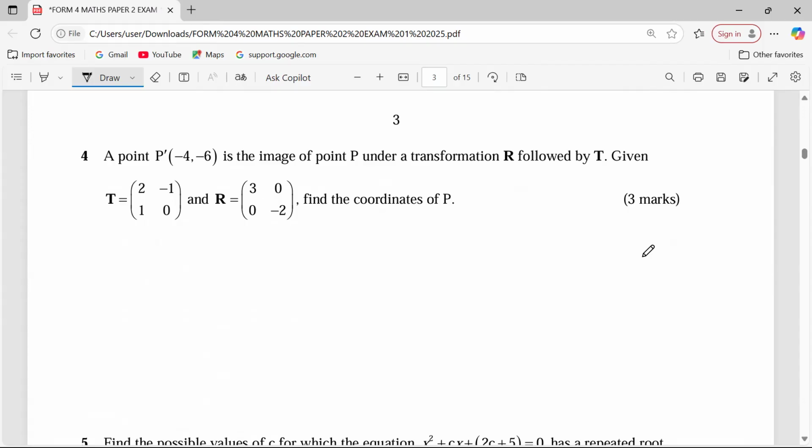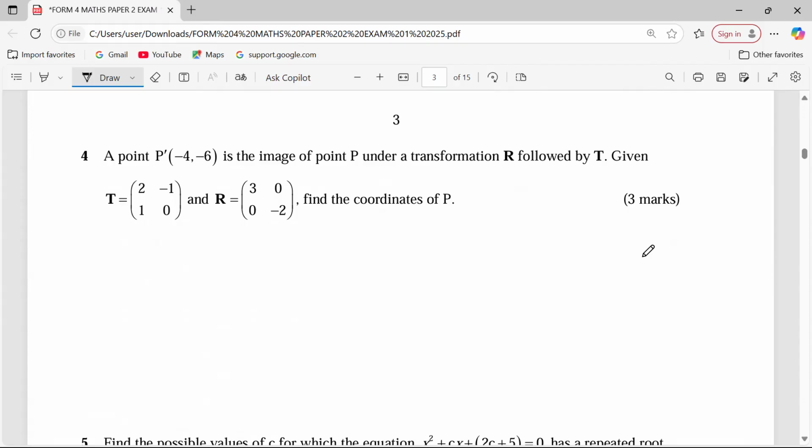Given that the transformation T is 2, -1, 1, 0, that is the matrix representing transformation T, then the matrix representing transformation R is 3, 0, 0, -2. Find the coordinates of P. Okay, this is one of the questions that can be approached using very different ways.